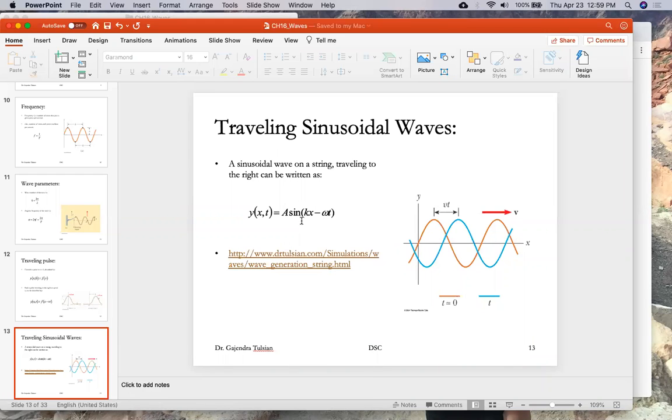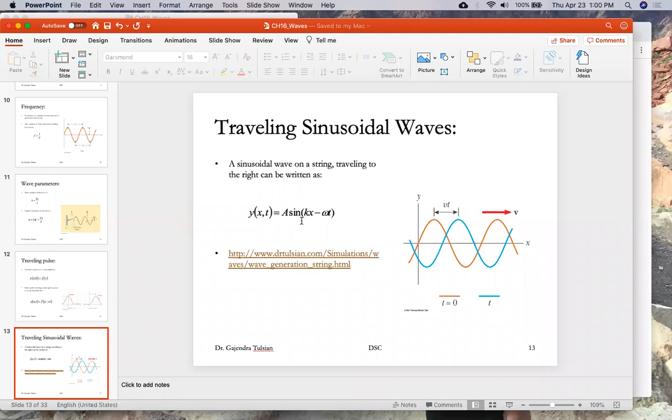Okay. And so this is a sine, this right here is k, a sine of kx minus omega over k times t, a sine of kx minus omega t. Okay. So there is the sine wave traveling to the right.